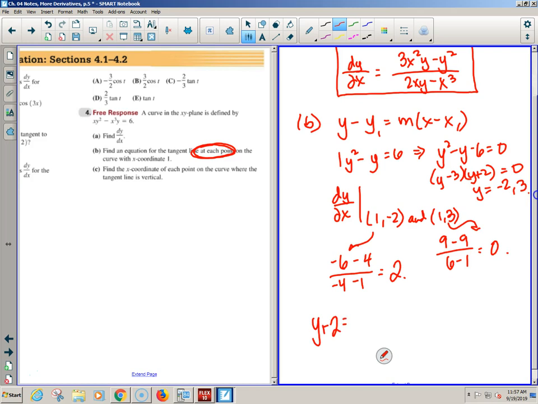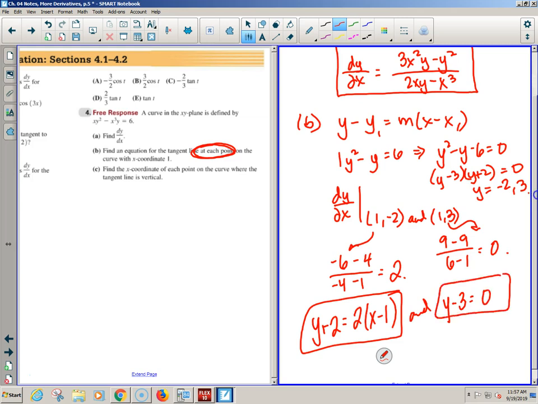So y plus 2 is equal to a slope of 2 with x minus the x1. There's one tangent line, but I have another one. And then I have y minus my y1 equals my slope, which is 0. All right. But if you put the x minus 1, are you wrong? Then what's left? Letter C.